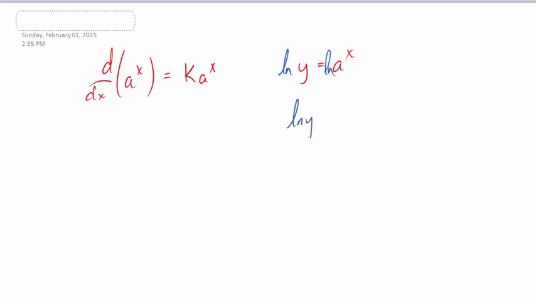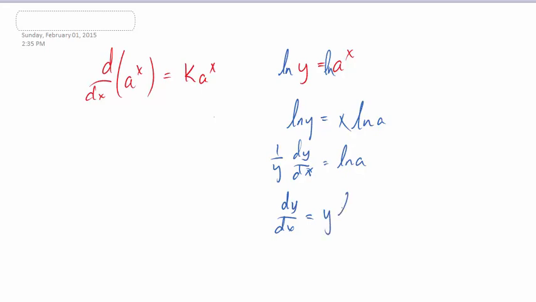So now we have natural log y equals x natural log of a. And natural log of a is just a constant, remember. A is a number. So the left side derivative is 1 over y dy/dx, derivative of natural log times the differential of y with respect to x, equals 1 times natural log a. If it was the derivative of 3x, the derivative would just be 3. So dy/dx is equal to y natural log a, but y was just a to the x.